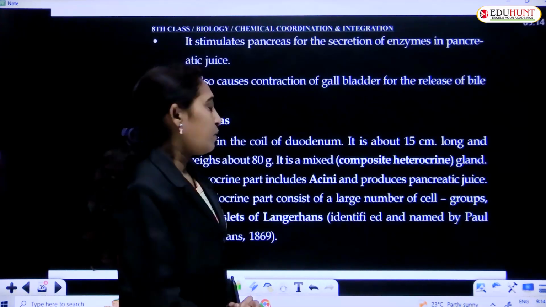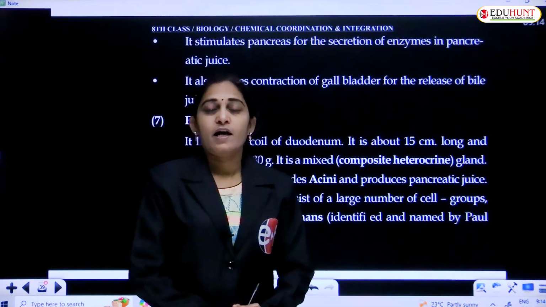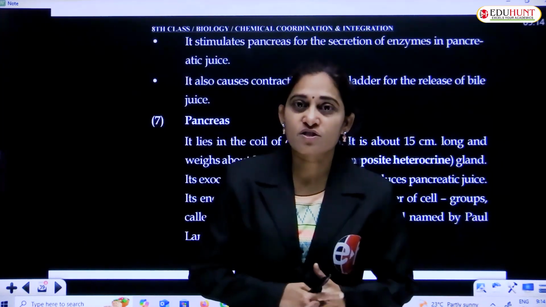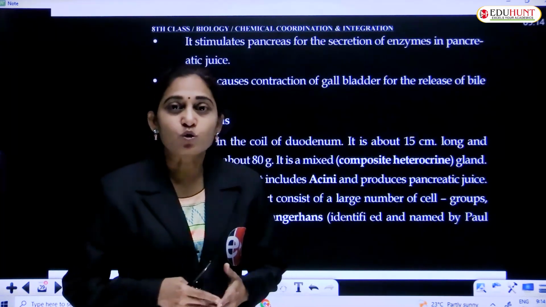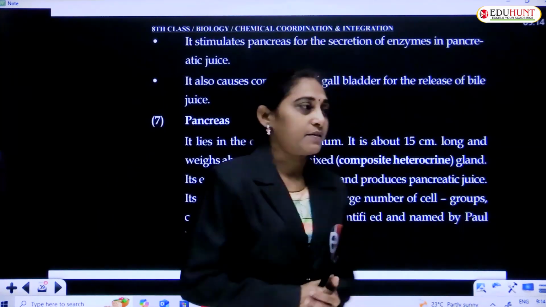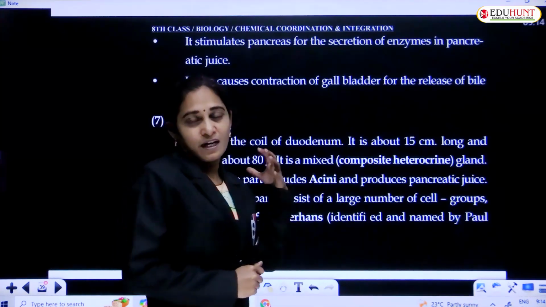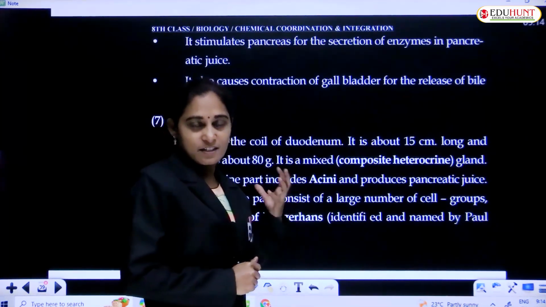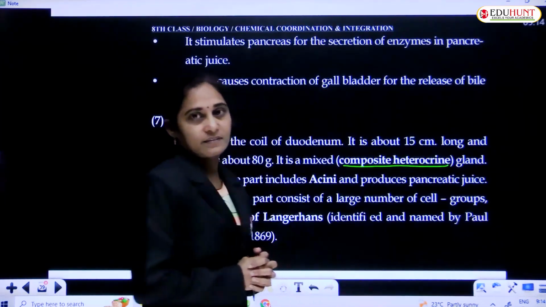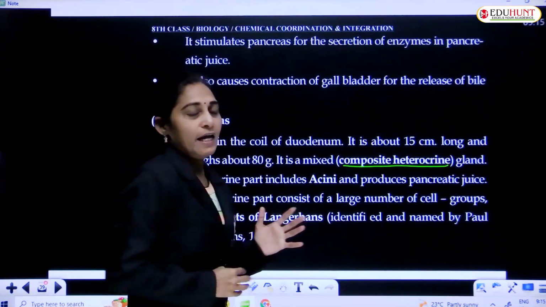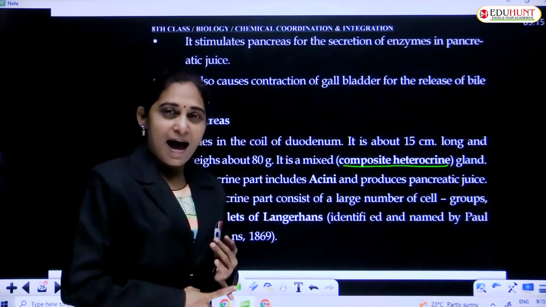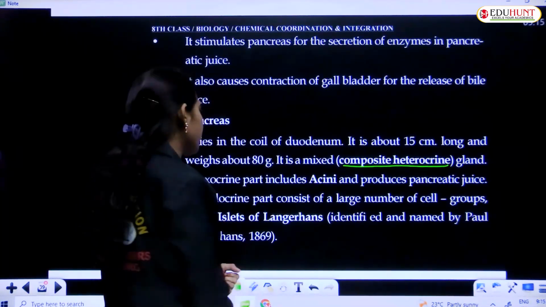Those are exclusively endocrine glands. They release their secretions directly into the bloodstream, and through the bloodstream, they reach the target organ or target site. But this is a different gland. The pancreas is a composite heterocrine gland. That means it is both an exocrine gland and an endocrine gland. It releases enzymes as well as synthesizes hormones.